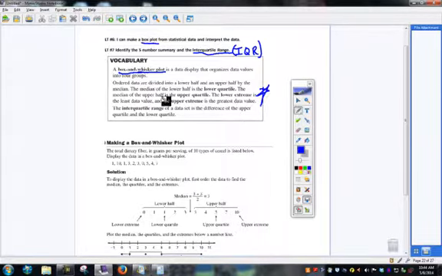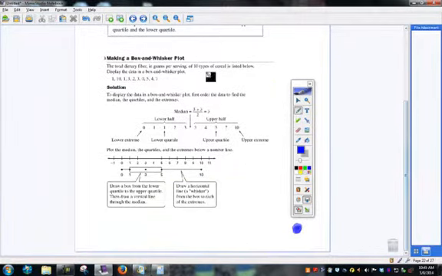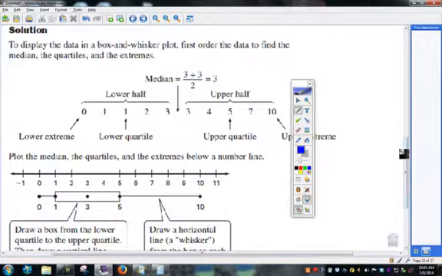Now, I don't expect you to understand what I just said in that paragraph because, quite frankly, it's a lot of words, and I'm more of a show-me kind of person. I think a lot of you are also. So let's just go through here. First of all, making a box and whisker plot. Let's go through.